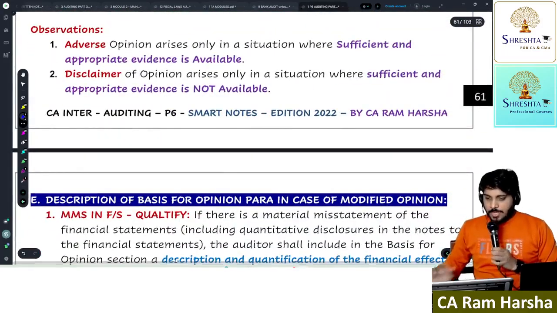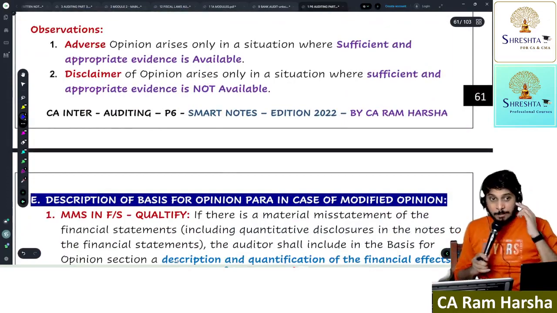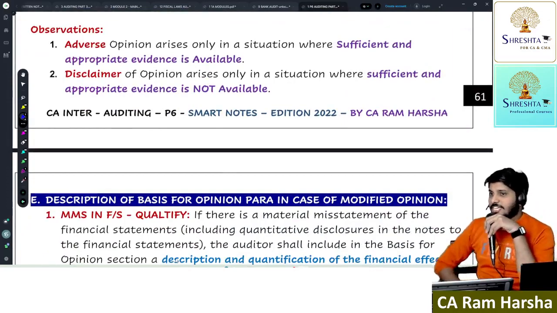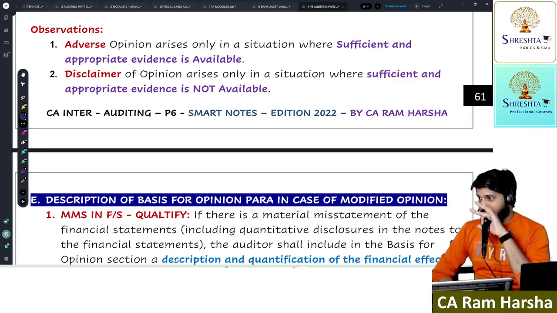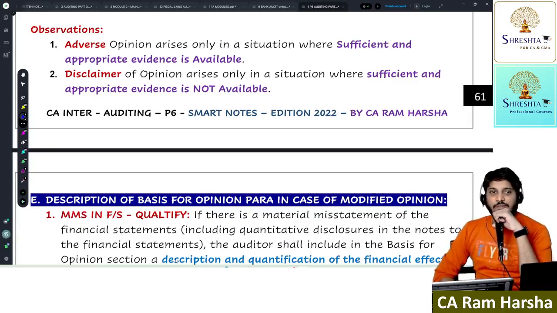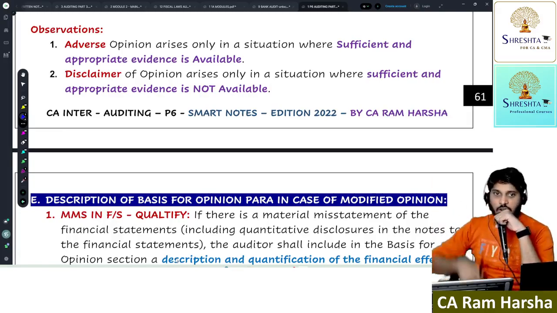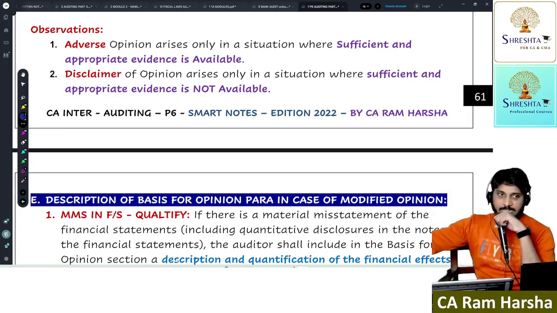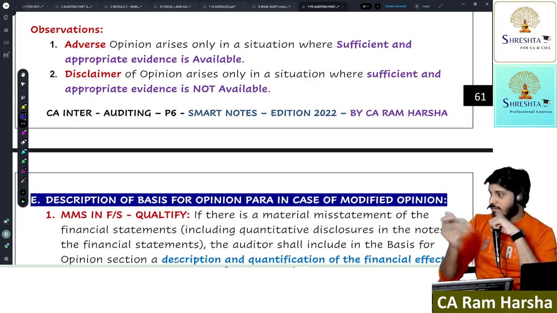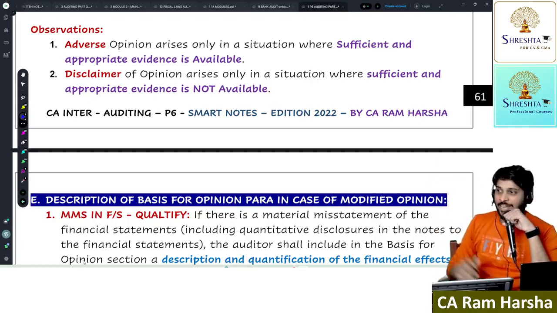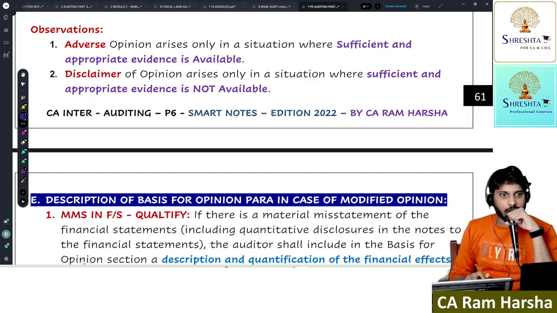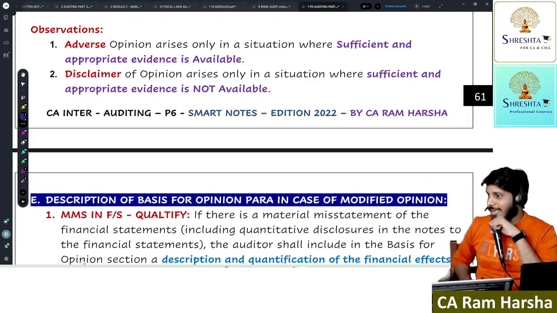Next. Now, here I have given some observations for your better understanding. When sufficient appropriate evidence is available, can we give a disclaimer of opinion? When sufficient and appropriate evidence is not available, can we give an adverse opinion? Simple logic. Adverse means what? Saying everything is wrong. In order to say that is wrong, I need proof. People will ask me, what is wrong? Tell me. If I say I don't know anything about that, but I am saying wrong, will people agree?